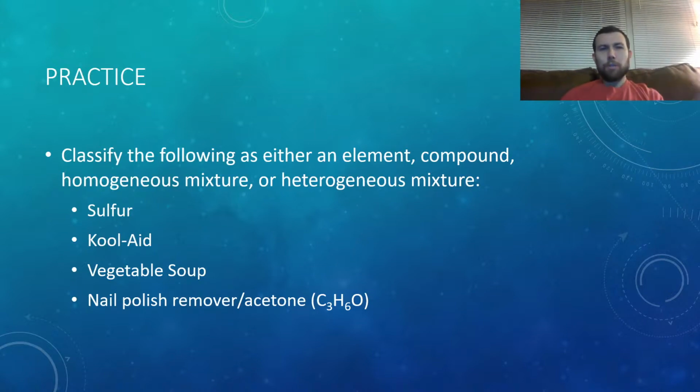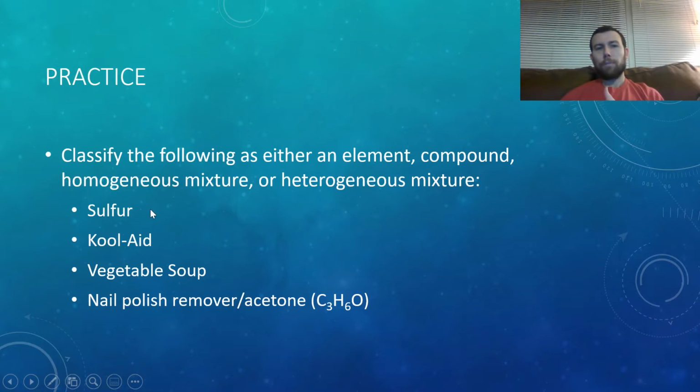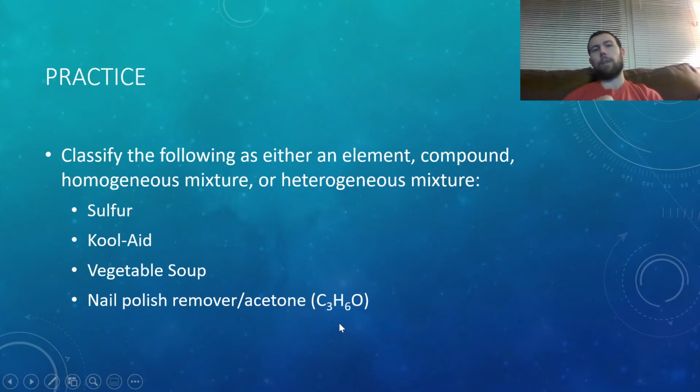Use your notes, use the video, use the slides to help you answer these questions. It's okay if you get it wrong. I'm just trying to get a gauge for what you understood from the video. You're going to be classifying the following: sulfur, Kool-Aid, vegetable soup, and nail polish remover, which is made of acetone, and I've given you the chemical formula for acetone right there.